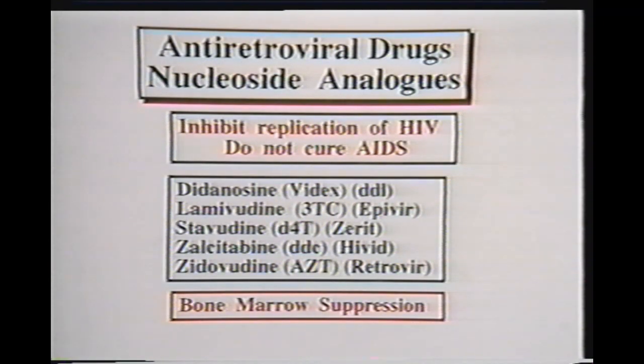The first category are called the nucleoside analogs. These are drugs that are given mostly by mouth. Zidovudine can be given intravenously. These have been around perhaps the longest of these categories of antiretroviral agents. Major side effect of these is a big one, bone marrow suppression.